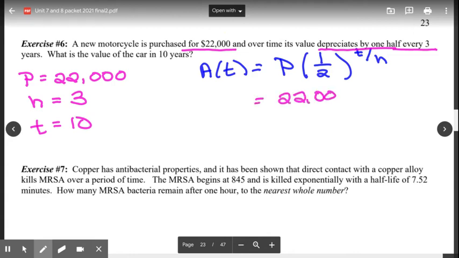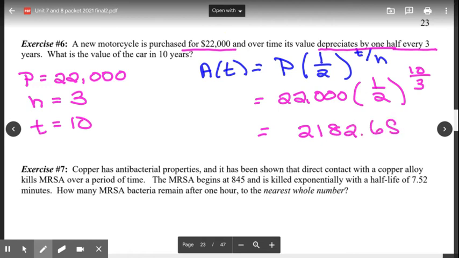22,000 times 1/2 to the 10 over 3. You put that in your calculator and you get $2,182. And it says 0.676, so I'm going to say 68 cents. And if you need help putting this in the calculator, please let me know.